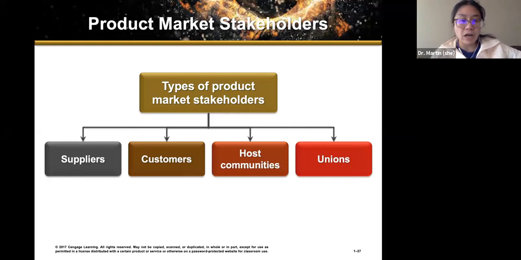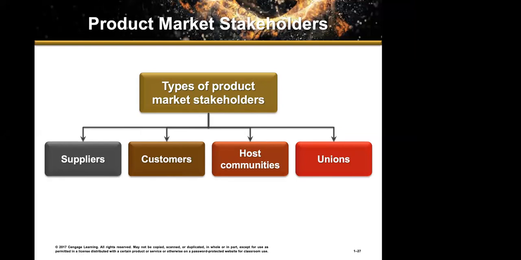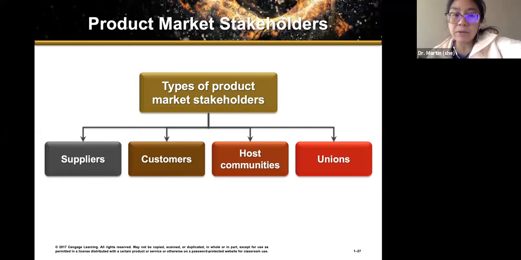So, we talked about suppliers and customers. Types of product market stakeholders: host communities, so communities that are selling your product, and then unions. Unions are different than your employees. You need to think of them as a separate kind of stakeholder.